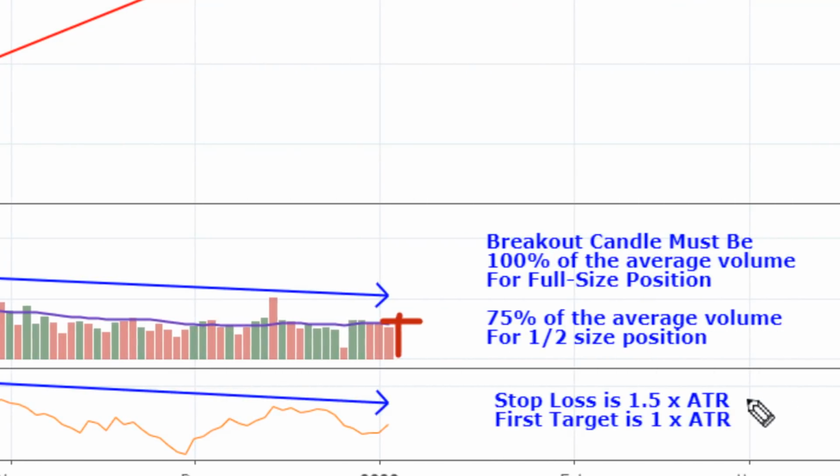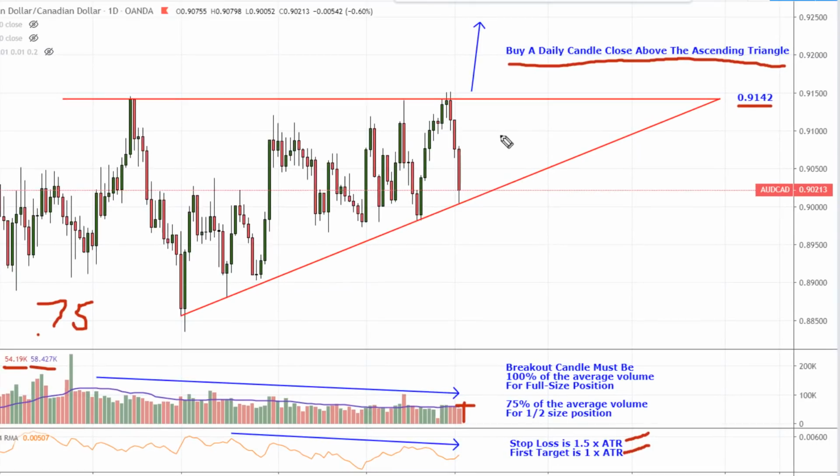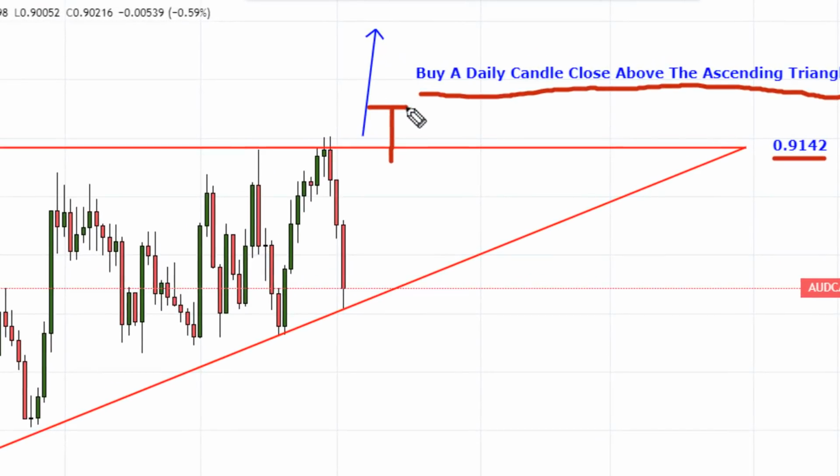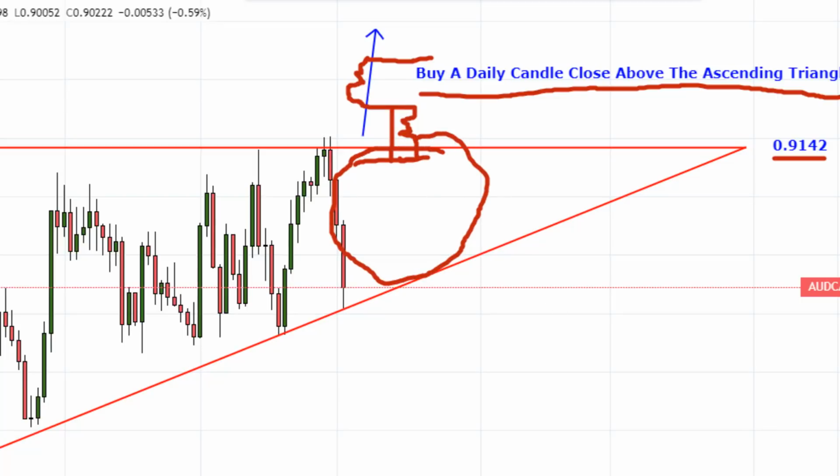The stop loss will be 1.5 times the ATR, and the first target will be 1 times the ATR. So let's say this thing breaks right here, and the candle closes right there. That will be your entry point. On that day, look down here at the ATR. Multiply that by 1.5 and measure that distance below the entry, and that will be your stop loss, and measure 1 ATR above the entry, and that will be your first target. If after entering the trade you get a candle that closes back inside the triangle, we'll take the loss right then and not wait for it to hit the stop loss.